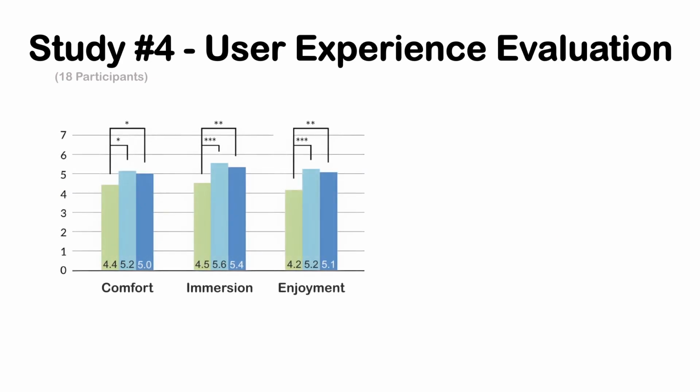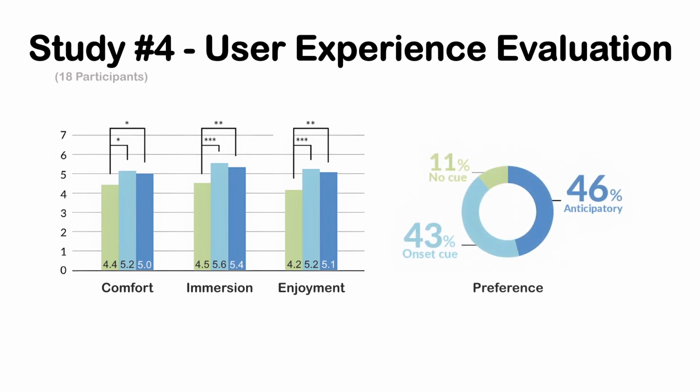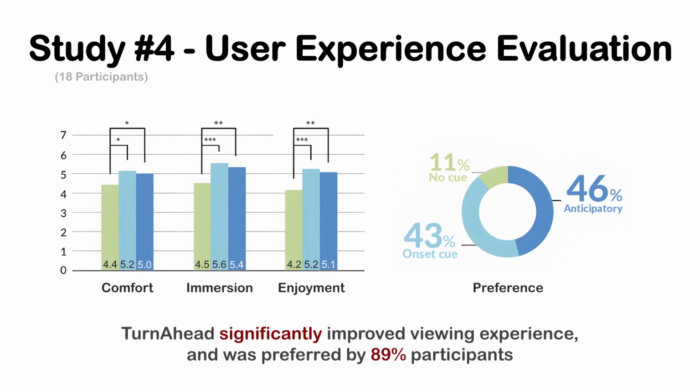The result shows the average comfort, immersion, and enjoyment ratings on a 7-point Likert scale and overall preference across all 3 scenarios. In general, the participants rated both time designs of TurnAhead to have significantly higher comfort, immersion, and enjoyment than the baseline. In terms of overall preference, 89% of the participants preferred TurnAhead, and among them, the timing preference was split to 52% preferring anticipatory and 48% preferring onset.